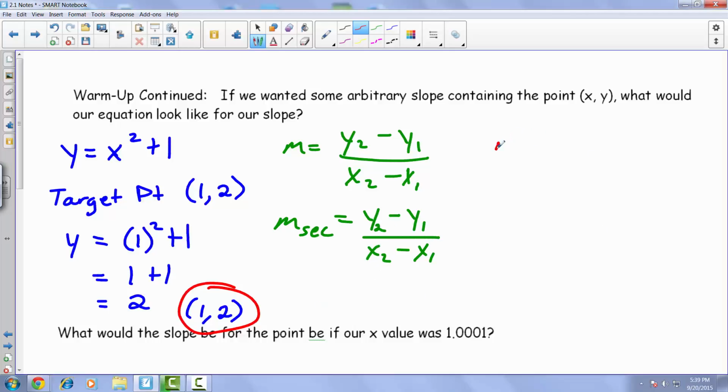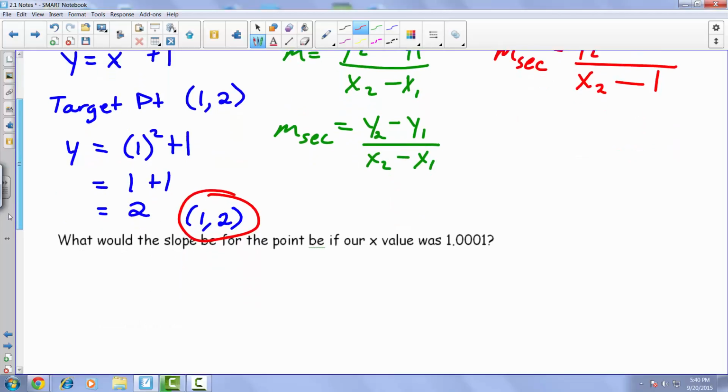So for our slope for the secant, it should just come out to be some y2 minus our y value for our target point, 2, over our particular x value for that point that we've chosen near (1, 2), minus our target point's x value, 1. That's pretty much how we can find the slope for any secant. That's why we're right now just letting this be x2, y2. But now we're getting closer to that target point, which is why we're going to subtract that target point.